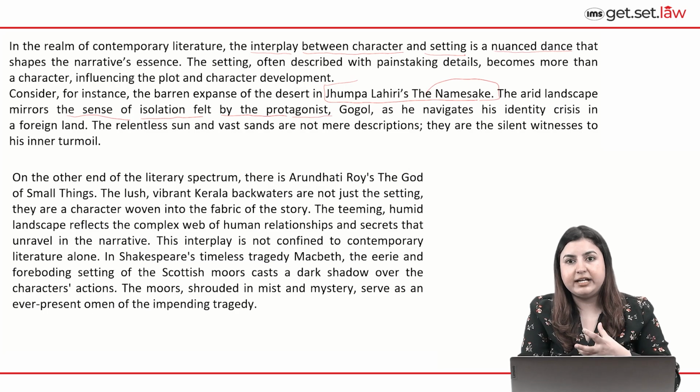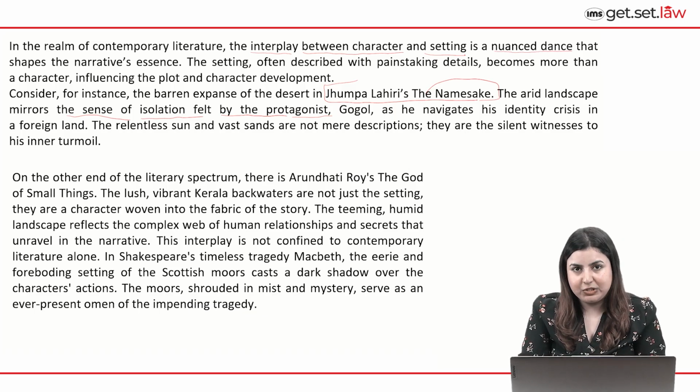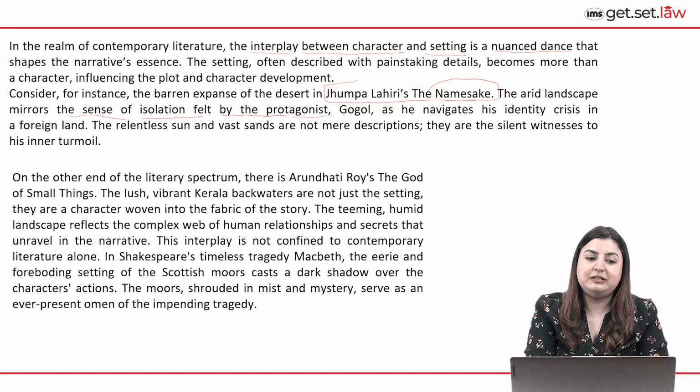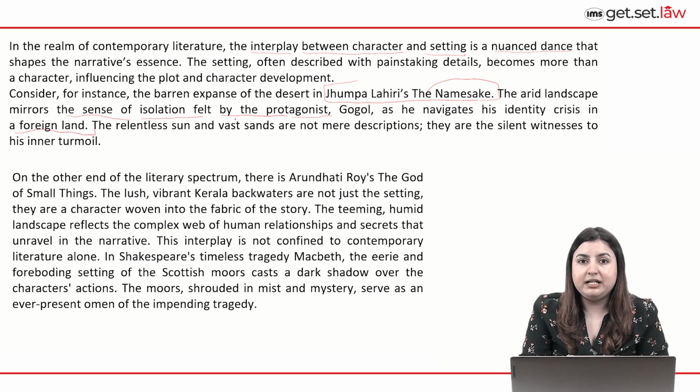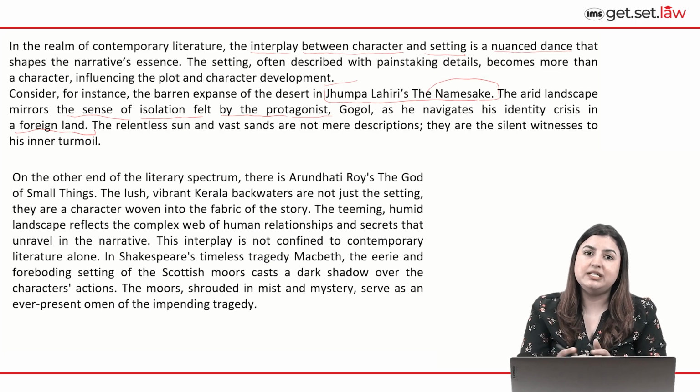So the barrenness or the dryness or the aridness of the desert is nothing but reflecting the sense of isolation, right? So dry again has been correlated with isolation here, felt by the protagonist of the novel, right? So Gogol is the protagonist as he navigates his identity crisis in a foreign land. Notice how the barrenness is now nothing but, in fact, developing the plot further. The relentless sun and vast sands are not mere descriptions. They are very indicative and symbolic here. They are the silent witnesses to his inner turmoil.